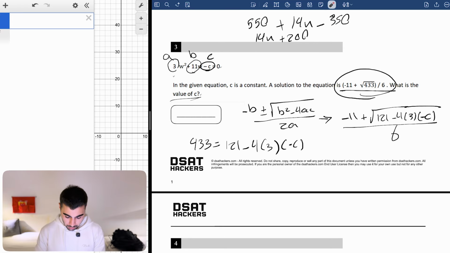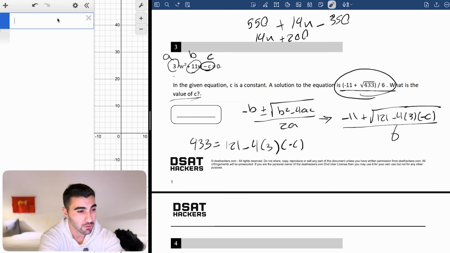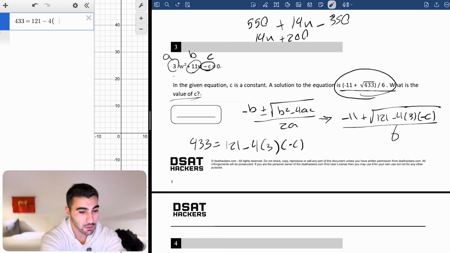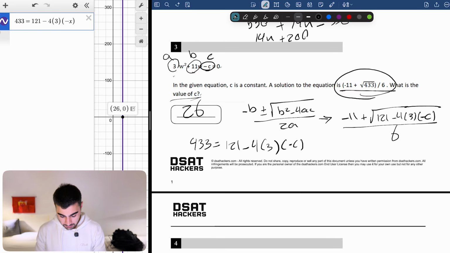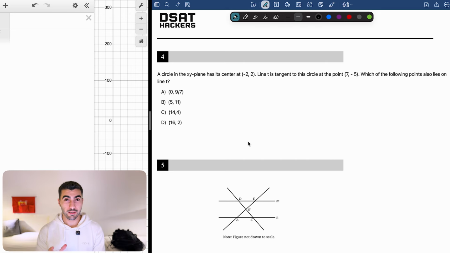Now we're just looking for the value of c. So we can plug this into Desmos, and rather than c, we're going to put x. Desmos will solve it for us. 433 equals 121 minus 4 times 3 times negative x. And that is giving us 26. So the answer to this question is 26. I'm sure you're doing great. Let's solve the next question.